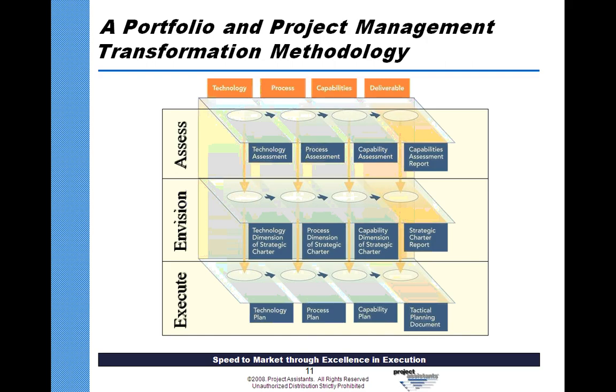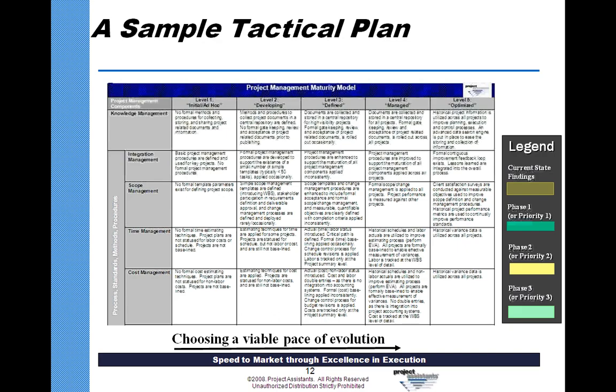So what do we mean by that? Well, conceptually, if we took something like a project management maturity model, and these words are not intended to be read on your screen, this is a sample of a model that we use to assess current state and to ask you about a desired future state and what that gap might be. So an assessment of a current state, for example, might look like level 1 for knowledge management, level 2 for scope management, level 1 for time management.